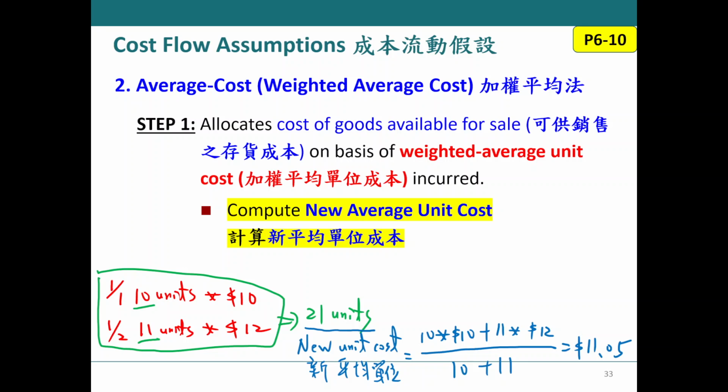So you have to get new unit cost. So based on the new unit cost, we can get our cost of goods sold, our cost of ending inventory. Okay? So step one, what should we do? Compute our new average unit cost. How to get our new average unit cost? Mixed all inventory together. Right. Then make it become your new one. Okay? Any questions?